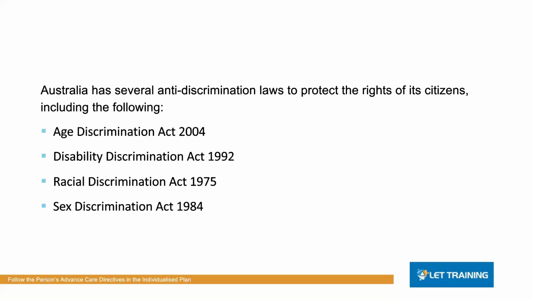The Sex Discrimination Act of 1984. This legislation aims to protect people from unfair treatment based on their sex, sexual orientation, gender identity, intersex status, marital or relationship status, pregnancy, and breastfeeding. Ensure you treat people equally. Avoid committing any of the 3 types of discrimination based on the Sex Discrimination Act. They are sexual orientation, gender identity discrimination, and intersex status discrimination.